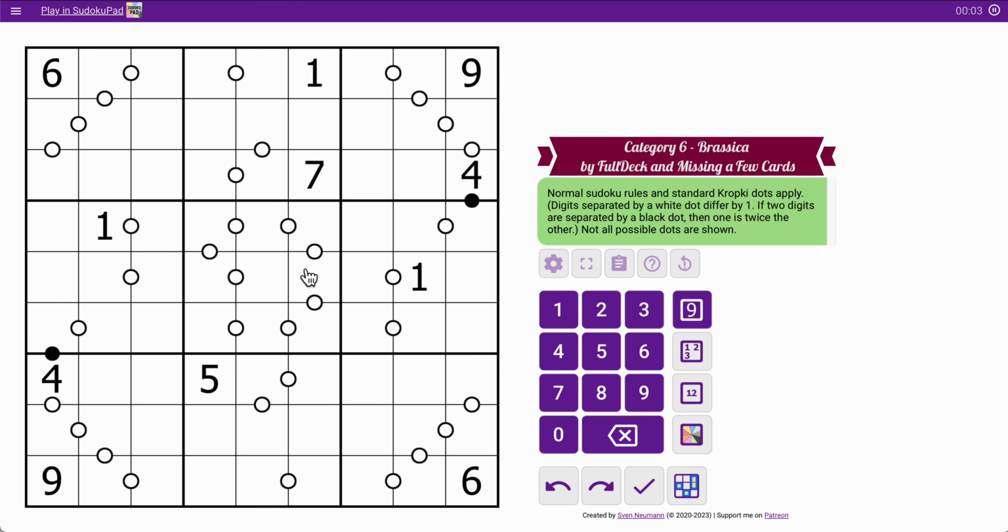Okay, I have an awful lot of dots here. What easy ones do I get? 1 joined by a dot, and that's a 2. 1 joined by a dot, that's a 2. There has to be a better way to do this than filling out every possible candidate for every one of these white dots.